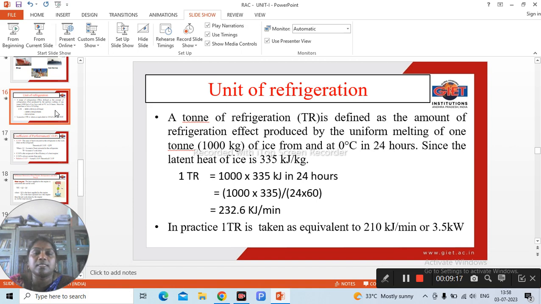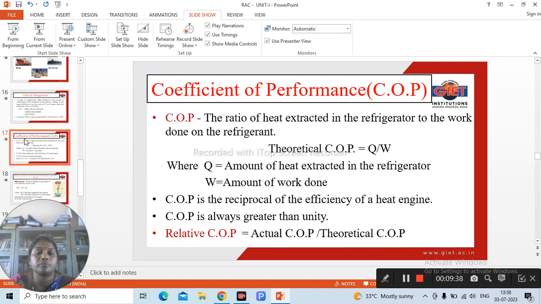In this case, since the latent heat of ice is 335 kilojoule per kilogram, converting it, 1 ton is equal to 232.6 kilojoule per minute. In practice, that value is taken as equivalent to 210 kilojoule per minute or 3.5 kilowatts.